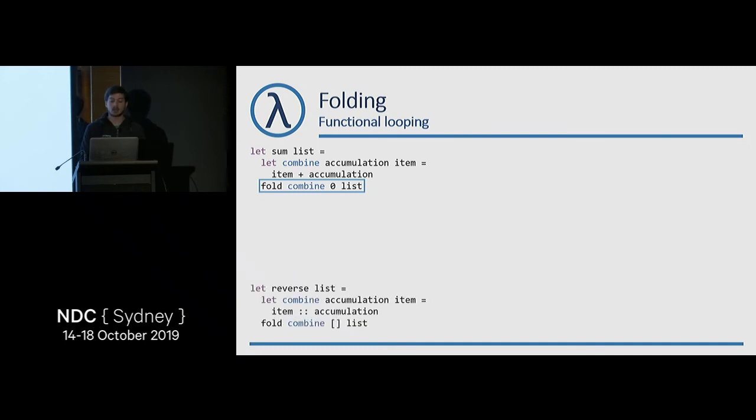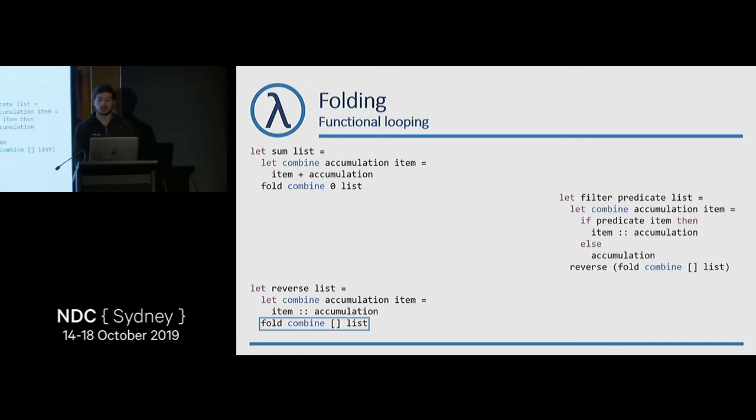How about reverse? Again, we define our combine function. This time we take the item and we add it to the front of the accumulation list. We then take this combine function, we give it to fold, we give it our starting accumulation of an empty list, and we give the list to fold over, and done. We've got a reverse function.